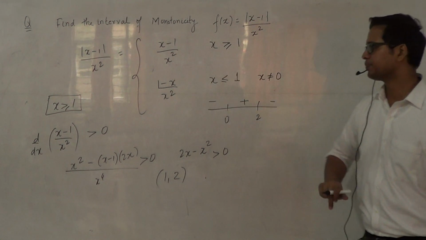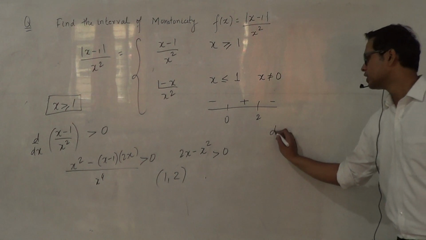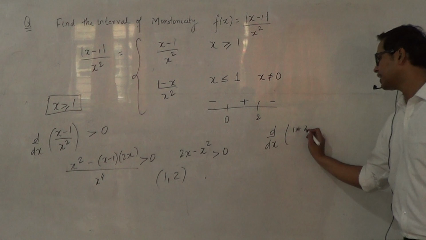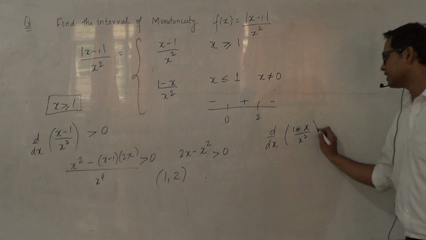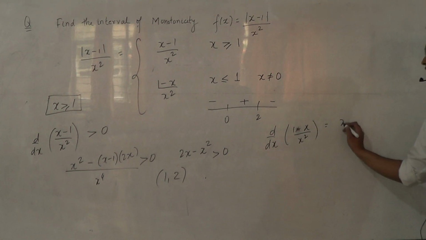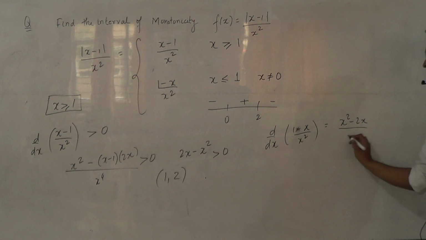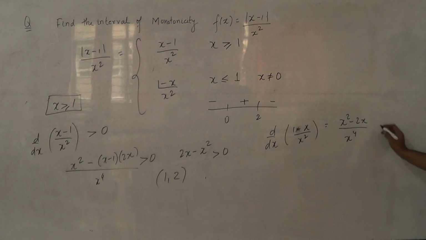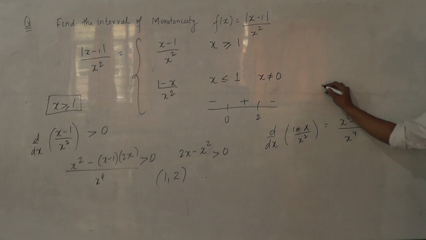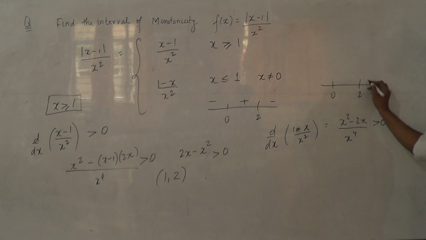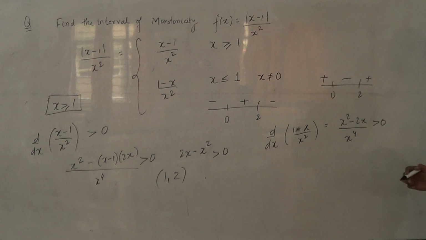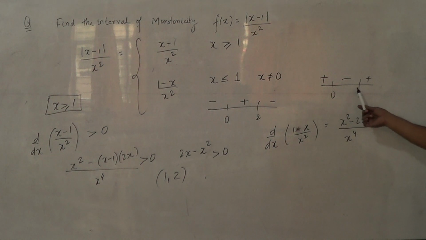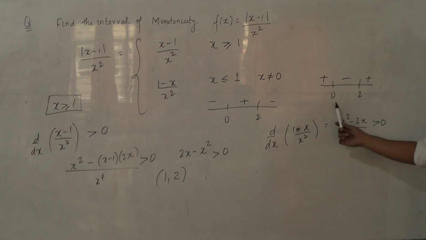What about this one? So let's take that as well. So d by dx of 1 minus x by x square, I think it will not take you much time to figure out that it is (x square minus 2x) by x to the power 4. Correct? It's a negative of the previous function. Now if this has to be greater than 0, again by wavy curve, plus minus plus. Correct? So which interval will you take? 2 to infinity and minus infinity to 0.